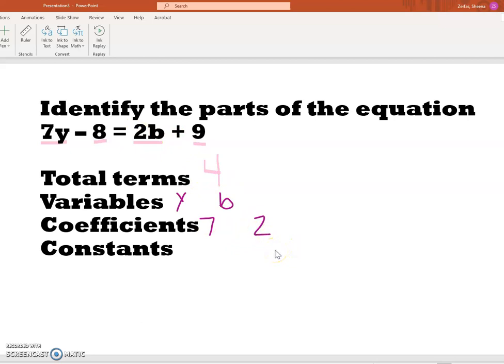Finally, I'm looking at my constants. Okay, and the constant is a number that we see that doesn't have a variable. When you identify a constant, pay attention to the sign in front to determine if it's a positive or negative. So the first number I see that doesn't have a letter with it is the 8, and that has a subtraction sign in front, so we would call that a minus 8. Okay, the 7 is connected to a y, so that's not a constant. Likewise, the 2 is connected to the b, that's not a constant. However, the 9 is all by itself with no letter. That is a constant, and because we're adding it, we'll call it a positive 9.